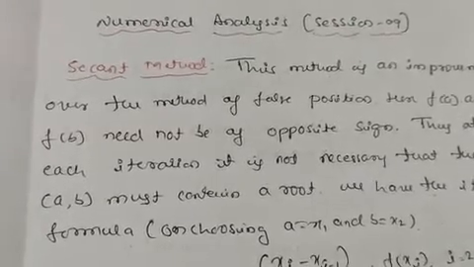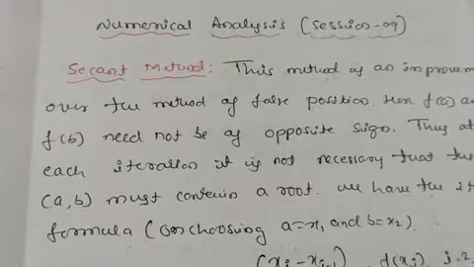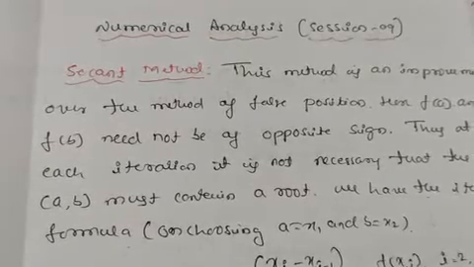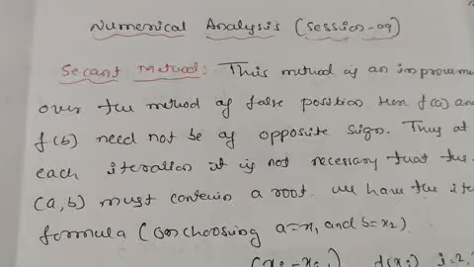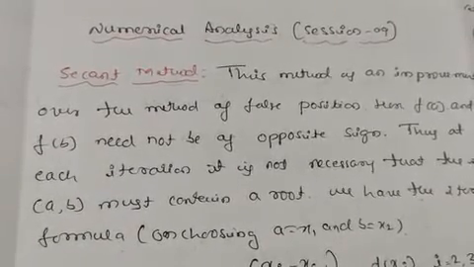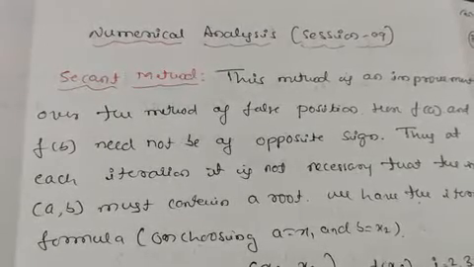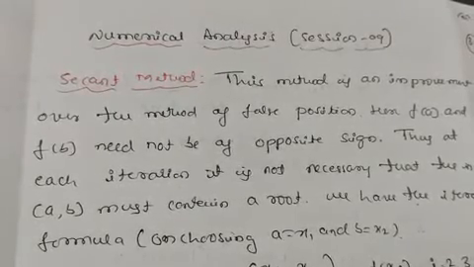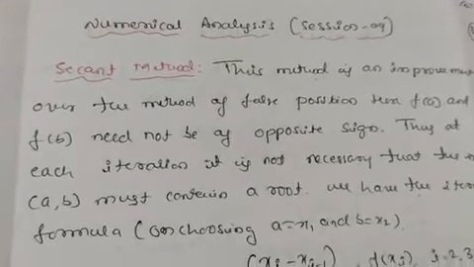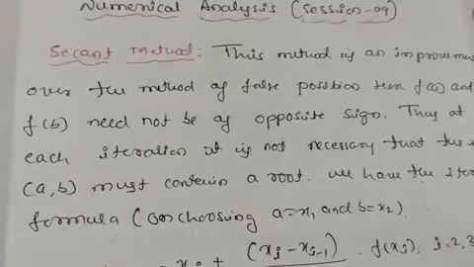There we have seen that if the initial values are given, we compute f of a and f of b. If they are of opposite sign, then we use the formula to find the next improvement: x1 equals b into f of a minus a into f of b, divided by f of b minus f of a. But here, this is an improvement over the regular false position method.